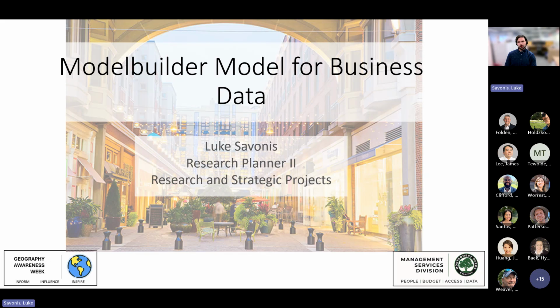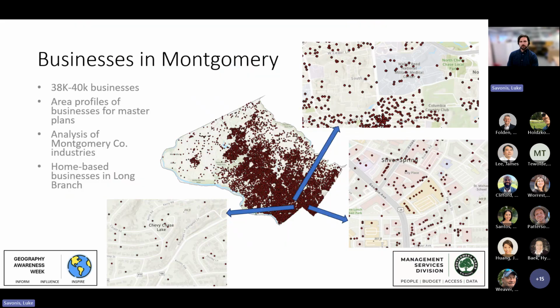So I work on the research and strategic projects team of Montgomery Planning. So we're kind of like the data team. We collect information on demographics and business and housing and all sorts of different topics. Okay, so let's get started.